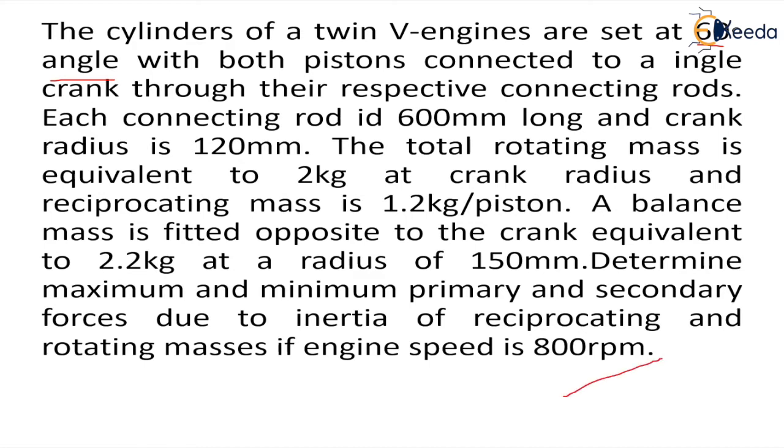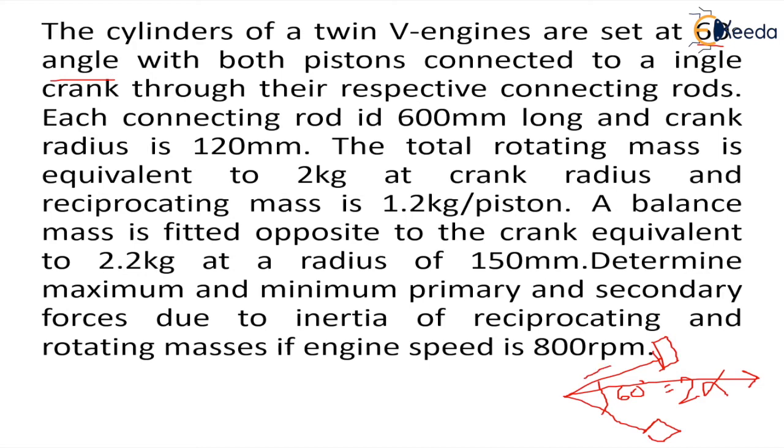That means the cylinders of both the engines, for both the pistons, are at this angle of 60 degrees, which is equal to 2 alpha, right? So alpha is the angle which they make with the x-axis. So alpha is 30 degrees. Now each connecting rod length is 600 mm.